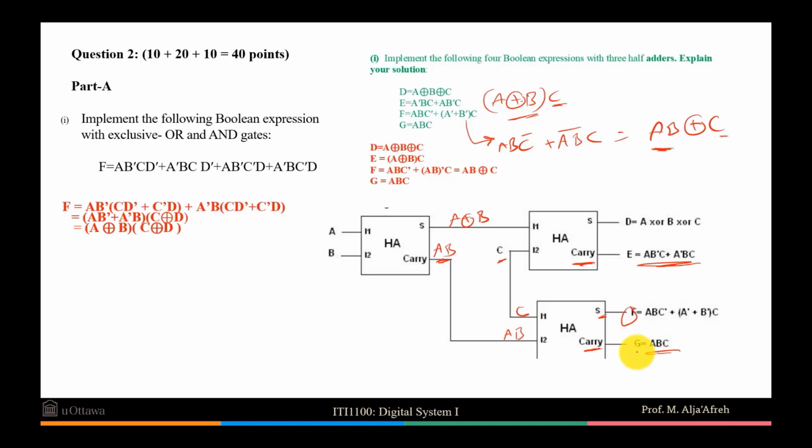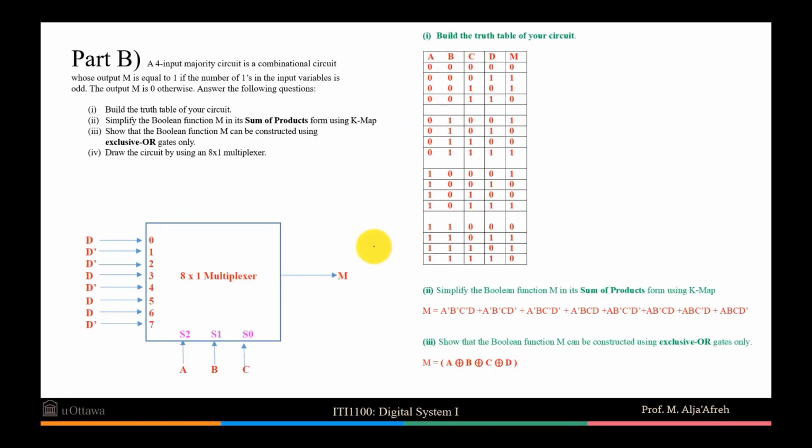Okay. Now let's take a look at question 2, part B. A 4-input majority circuit is a combinational circuit whose output M is equal to 1 if the number of ones in the input variables is odd. This one is a little bit tricky, so you need to pay attention. If the number of ones in the input variables is odd, that means if the code at the midterm has an odd number of ones, the output M will be 1.